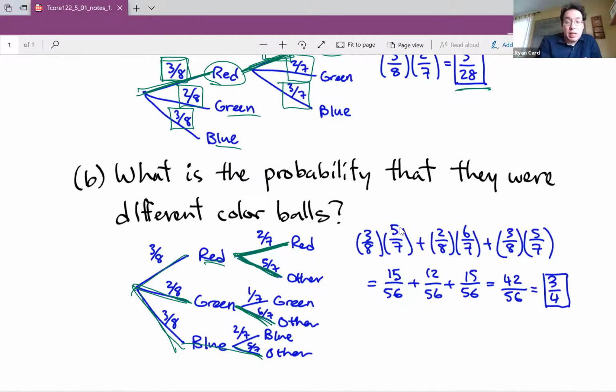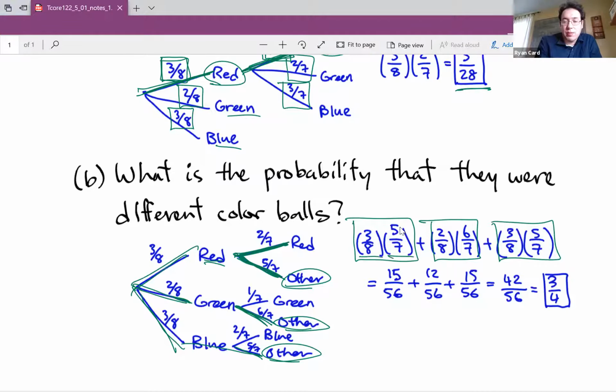So there's 3 different leaves we're interested in. We're interested in 3 cases where you draw one color and then you draw another color. So these are each of these possibilities, right? Red first and something else is 3/8 times 5/7. Green and then something else is 2/8 times 6/7, and 3/8 times 5/7 for blue, and then something else on the second draw.